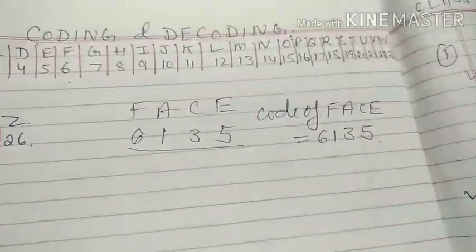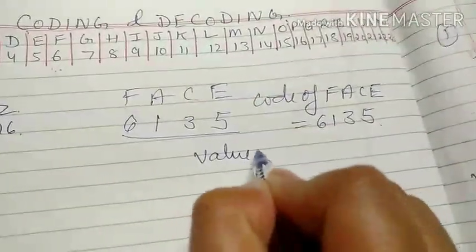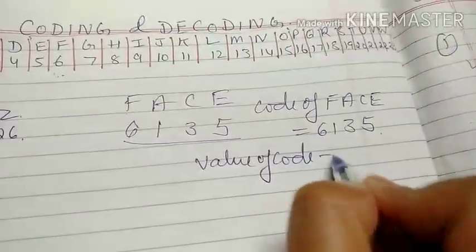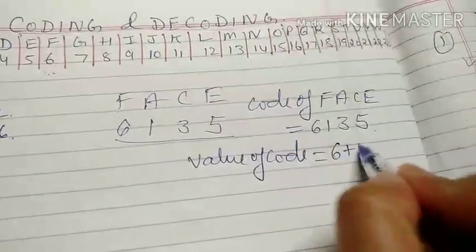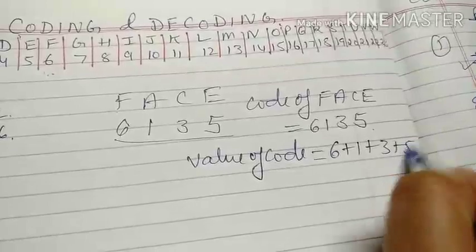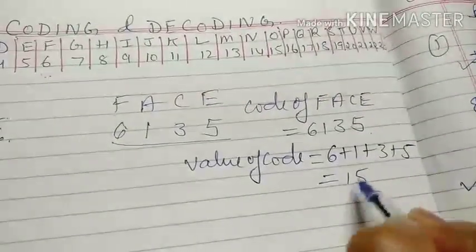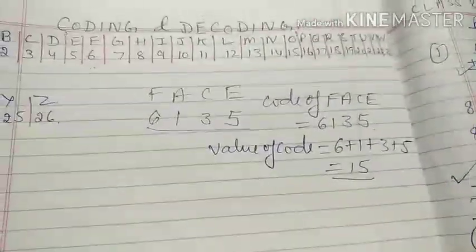But if the question asks for the value of the code, you add these codes: 6 plus 1 plus 3 plus 5, that gives me 15. So that is the value of the code.